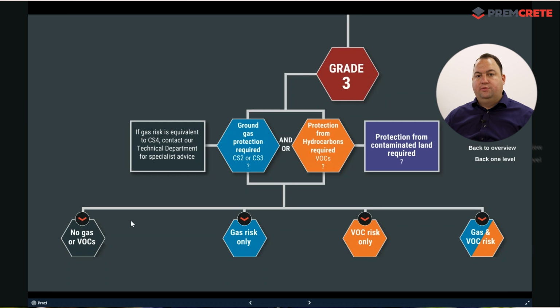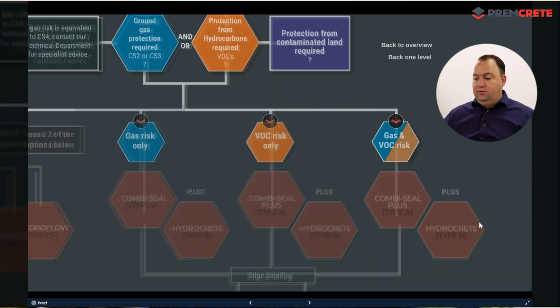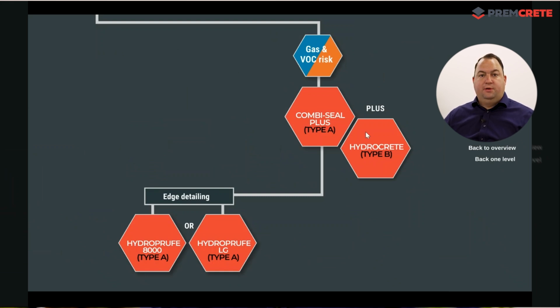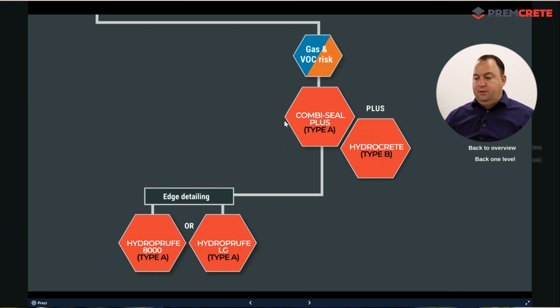So either it's no gases or VOCs, which means waterproofing only, or it's gas risk only, so this is purely based on ground gases under the characteristic situation reference, or it is actually just VOCs or hydrocarbons on their own, or there could be a combination of both. So you can see here that we've got all 4 options. If we click on, for example, a combination of both, this now takes us to the primary systems that we need to be specifying or selecting within your layered PDF, or in your specification.